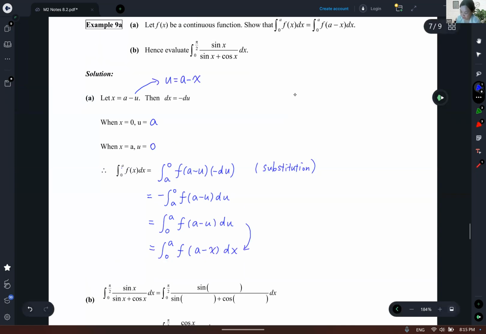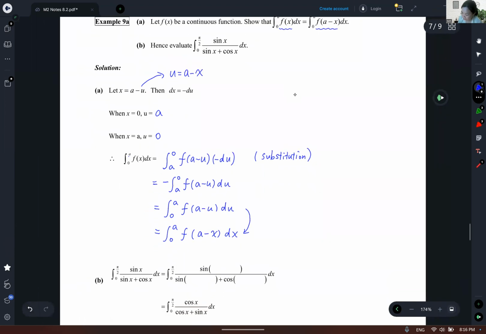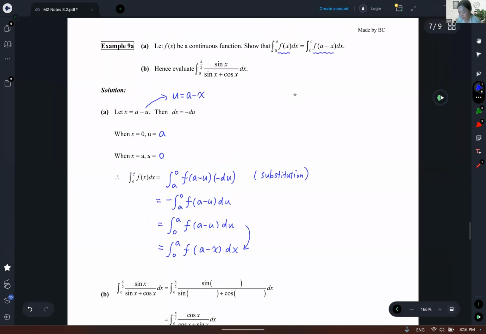So let's go back to this equation. This equation reveals to us that even if f of x and f of a minus x are two different functions, if we integrate, that is to find the area under the curve, even though they are different curves, the areas under the curves are equal between 0 and a. I know it's hard to believe, but really, they are equal in some way.